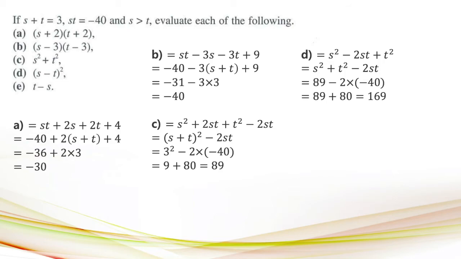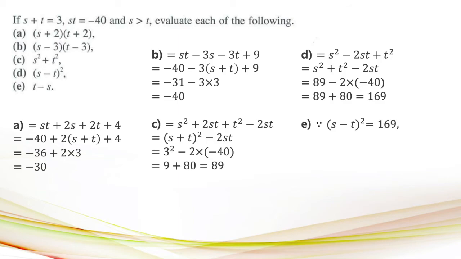On to our final problem. This one, I would say, is not challenging. Instead, you just have to pay attention to what the constraints of it are. It asks for the value of t minus s. We know that from part D that s minus t squared is 169.